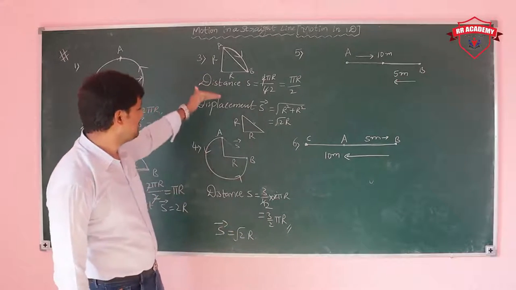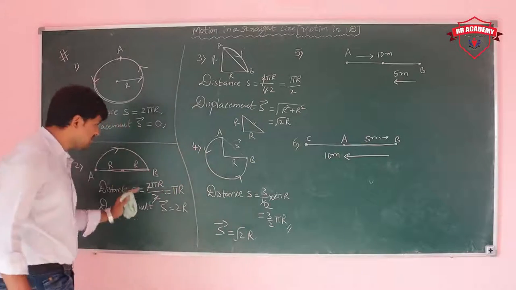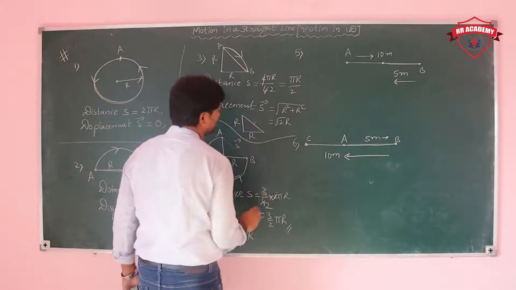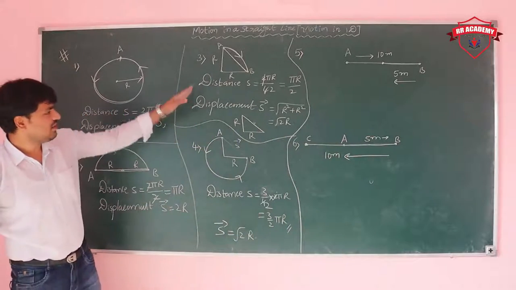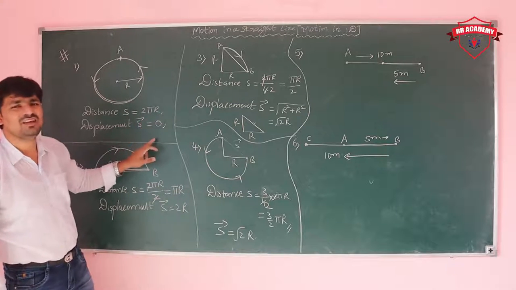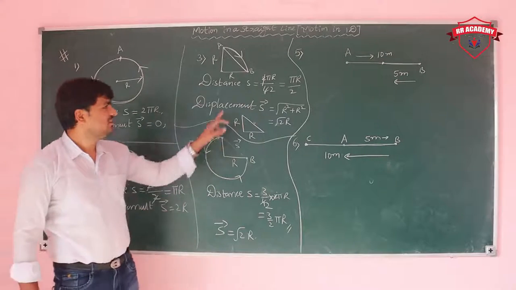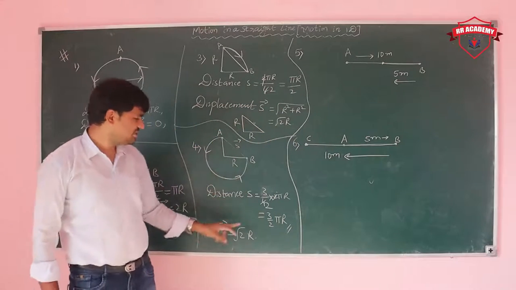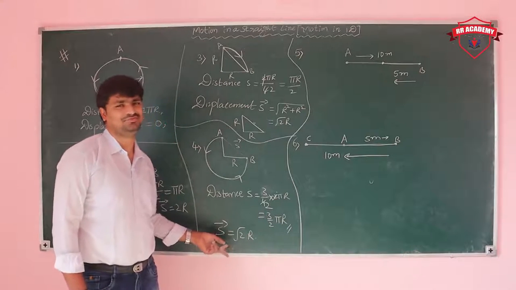So here, what are the terms we considered? First path is a full circle, then semicircular, then 1/4 of the circle, and then the last 3/4 of the circular path. Like that we saw. First condition, distance 2 pi r, displacement 0. Second condition, distance pi r, displacement 2 r. Third condition, distance pi r by 2, displacement root 2 r. Fourth condition, distance 3/2 pi r, displacement root 2 into r.